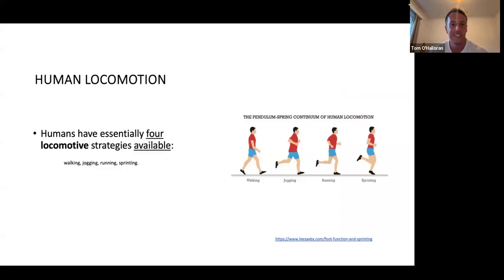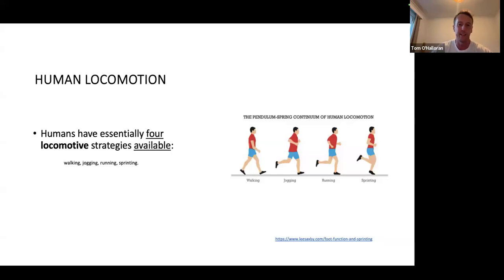Basically, it should be of no surprise, but humans have four locomotive strategies. We can walk, we can jog, we can run, we can sprint. These movements are just a continuum. We're obviously just increasing our pace, but our lower limb biomechanics change, and the biomechanical demands on our lower limb change as well. So it's pretty common sense to think that walking is lower in biomechanical demands than running or sprinting.